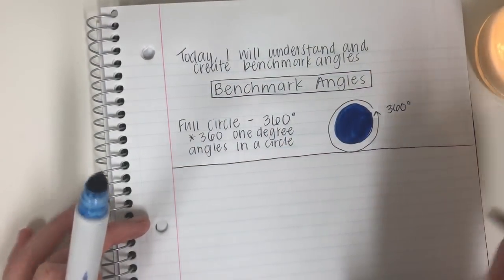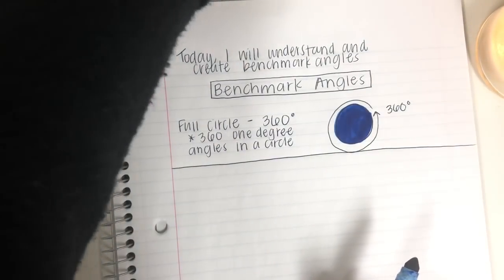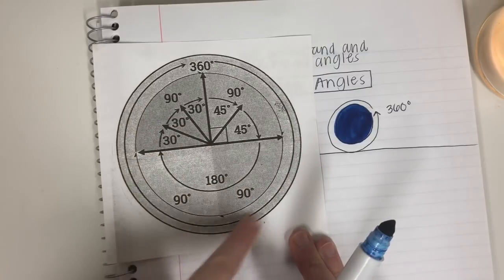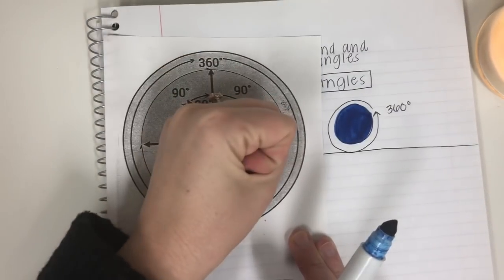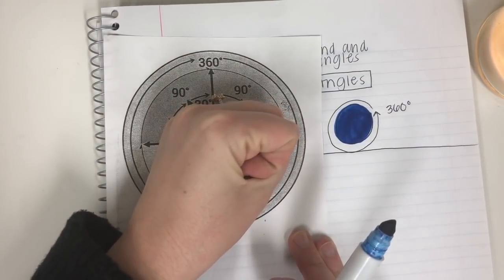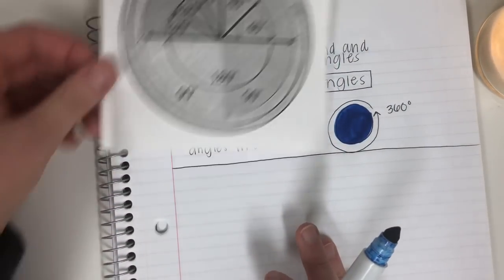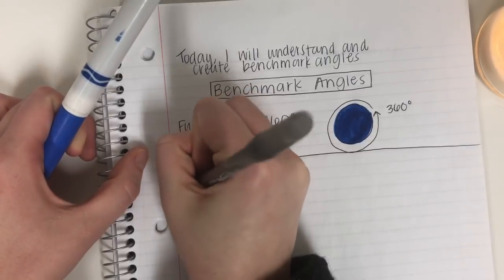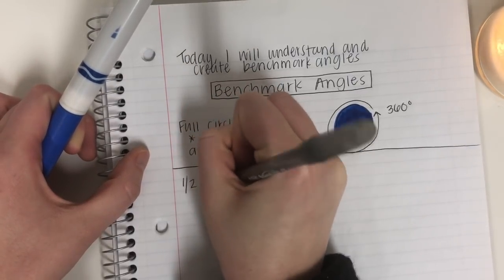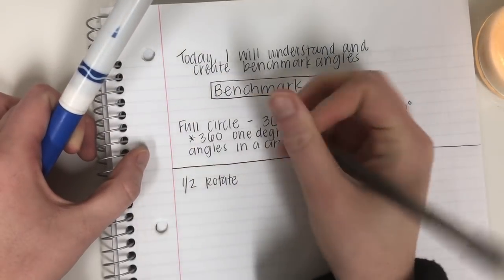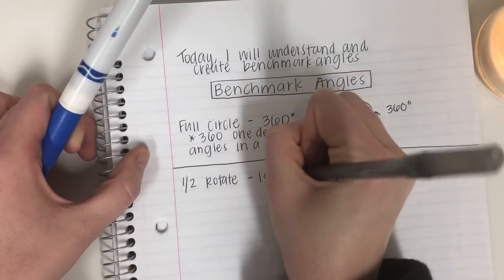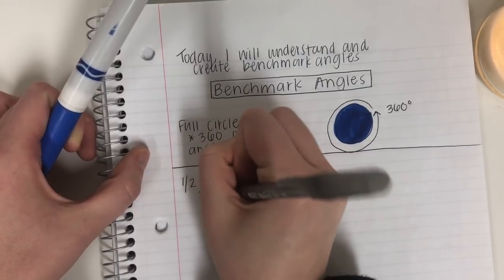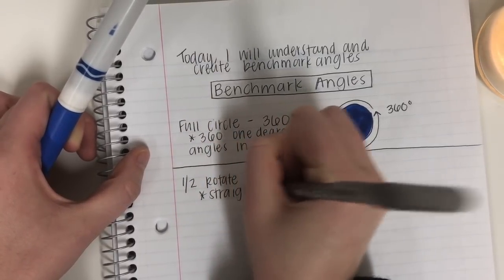This is like our starting point. I'm referencing this as we go. You can see a whole circle is 360 degrees. Now we're going to chop up our circle into our other benchmark degrees. A half rotation, so if you were to rotate around that circle only halfway, that would give you 180 degrees. And we call this a straight angle.